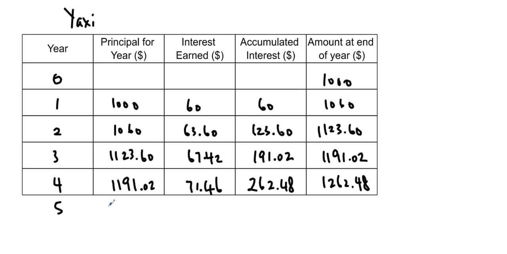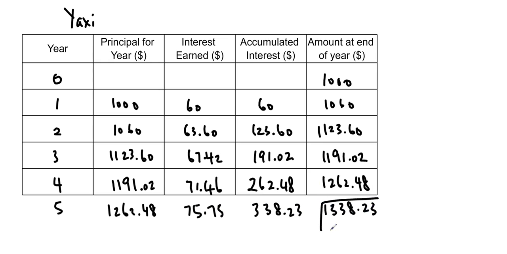And then again, the last one, we're forwarding that balance to the principal, multiplying it by 0.06 to get 75.75. Adding all five of these together now, we get 338.23. And so in the end, she gets 1338.23 out of her mature bond. So that's the amount she ends up with.